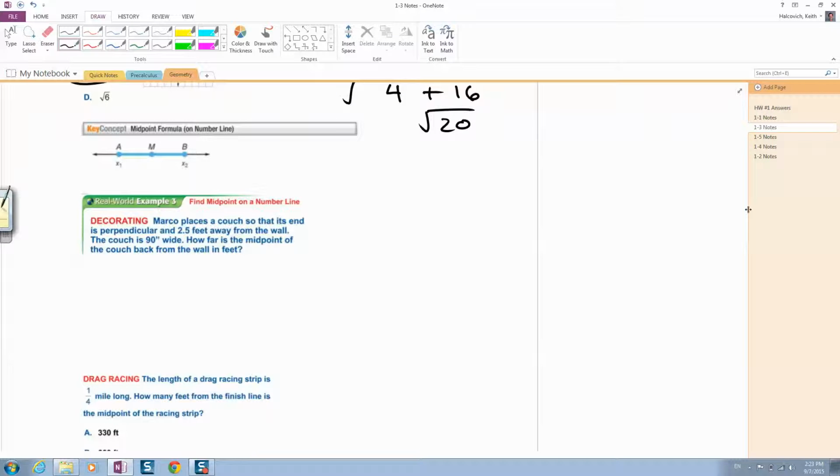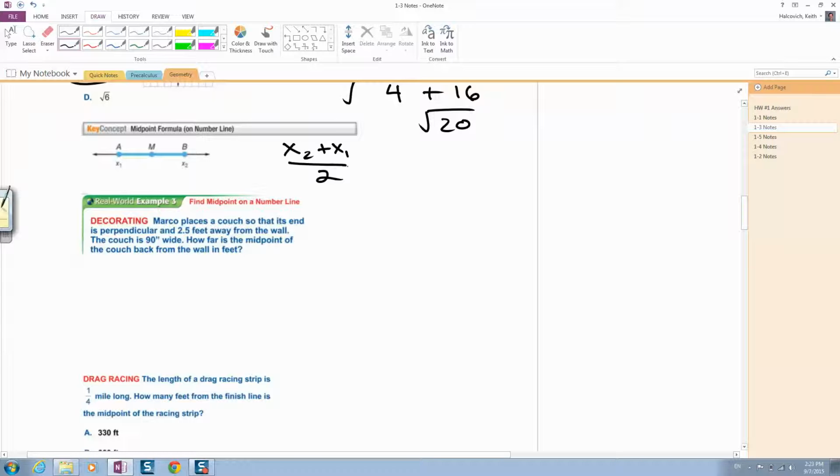To find the midpoint of any number on a number line, you take the average of the two coordinates. So x2 plus x1 divided by 2, that'll give you the midpoint.